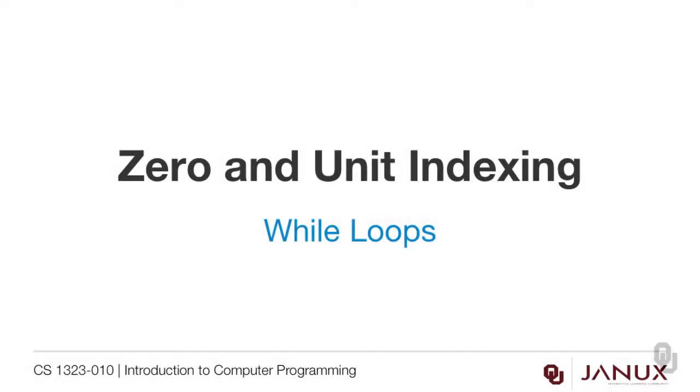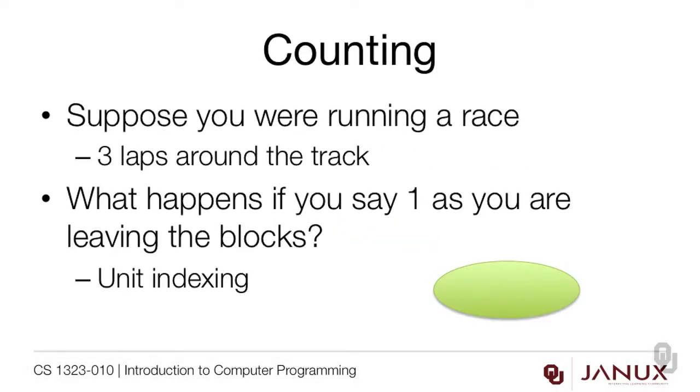Now let's look at zero and unit indexing in while loops. First, let's talk a little bit about counting. Suppose you were running a race and you were supposed to go 3 laps around the track. What happens if you say 1 as you're leaving the blocks? Well, this is basically unit indexing.